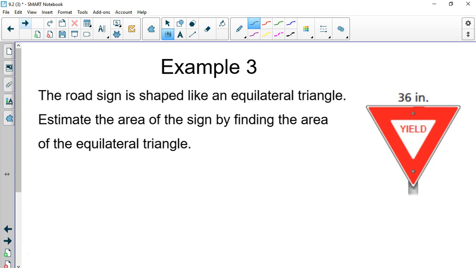Okay, a little bit of a challenge here. We need to find the area of the triangle. Now it's an equilateral triangle, so we know it's 36 all around. To do the area, we need the base and height. Well, let's call this the base, but we need the height.